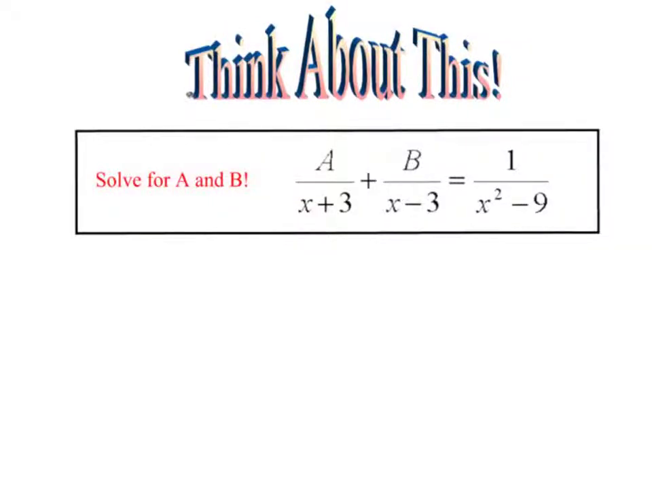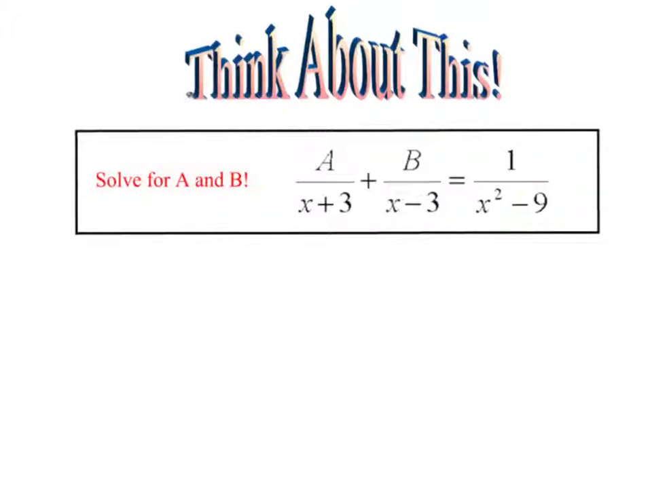In this video, we're going to introduce the idea of integration by the method of partial fractions. So first, I asked you to just think about this: if I have a function with a constant a over x plus 3 plus a constant b over x minus 3, when I add those two fractions together, I get 1 over x squared minus 9. The question is, how do we solve for a and b?